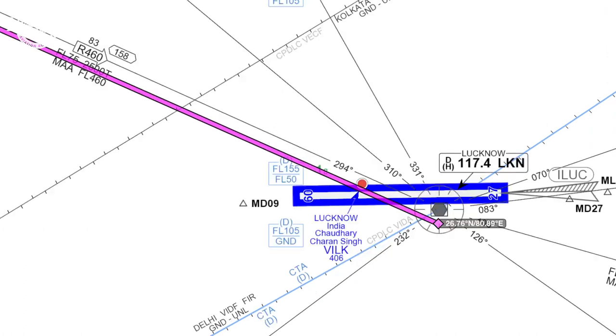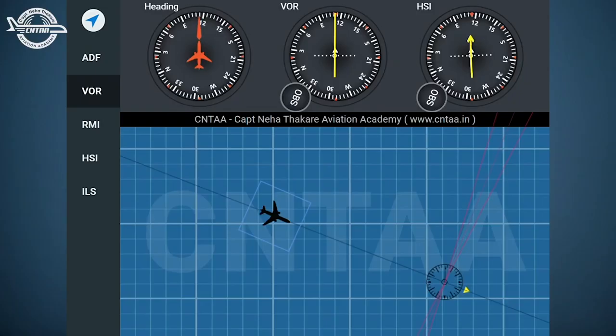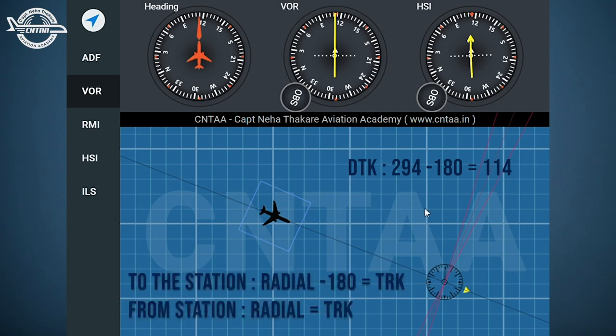Now you need to know which OBS should be set. We are going to track radial 294 inbound as shown here. While flying inbound, radial and track magnetic are opposite. Hence, desired track will be 294 minus 180, which is 114 degrees. Hence, OBS to be set will be 114 degrees.